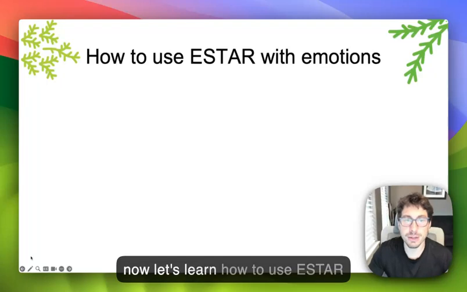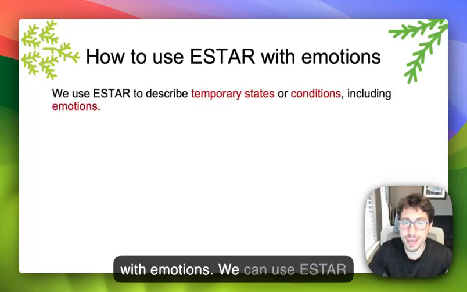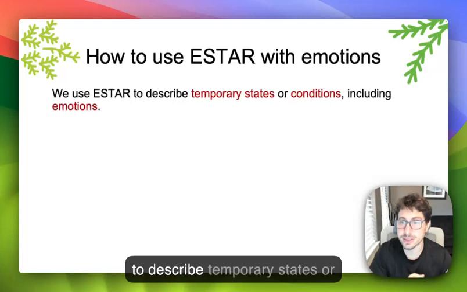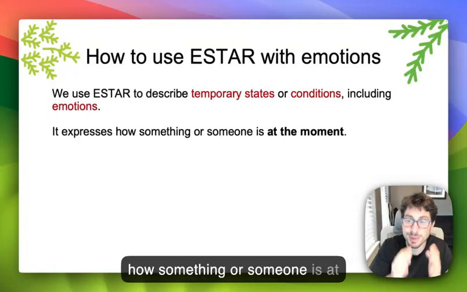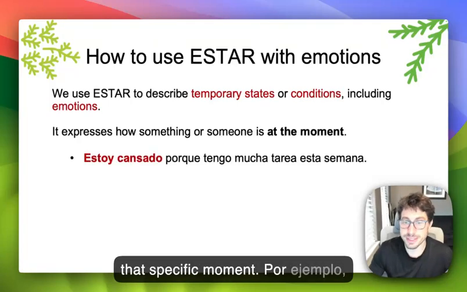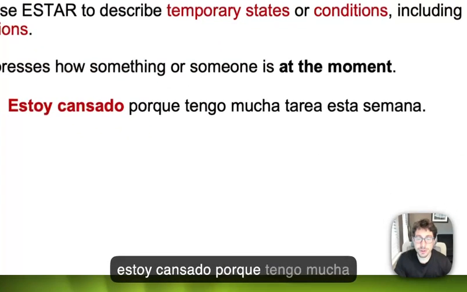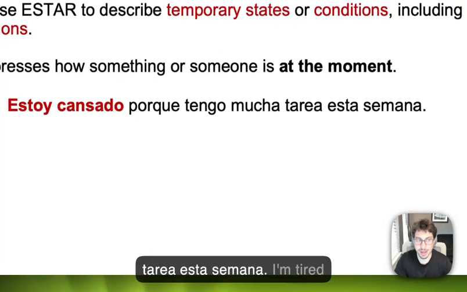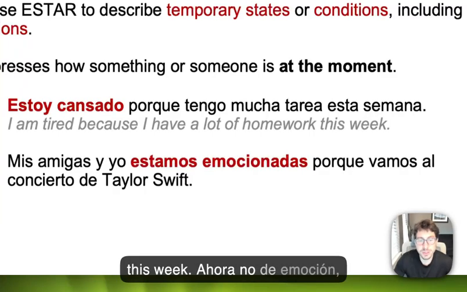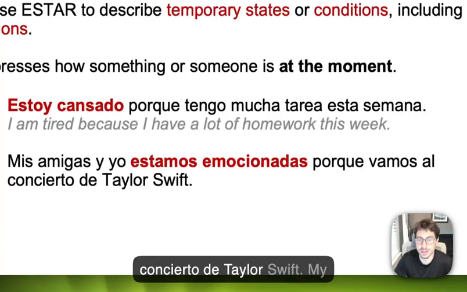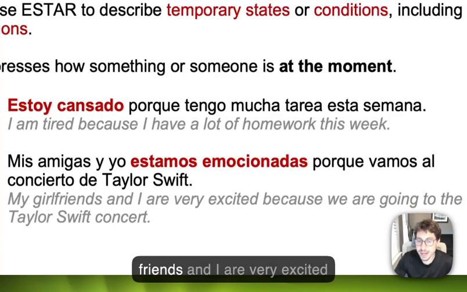And now let's learn how to use estar with emotion. We can use estar to describe temporary states or conditions, including emotions. Basically, we use estar to express how something or someone is at that specific moment. For example, estoy cansado porque tengo mucha tarea esta semana. I'm tired because I have a lot of homework this week. Or another emotion, mis amigas y yo estamos emocionadas porque vamos al concierto de Taylor Swift. My friends and I are very excited because we are going to the Taylor Swift concert.